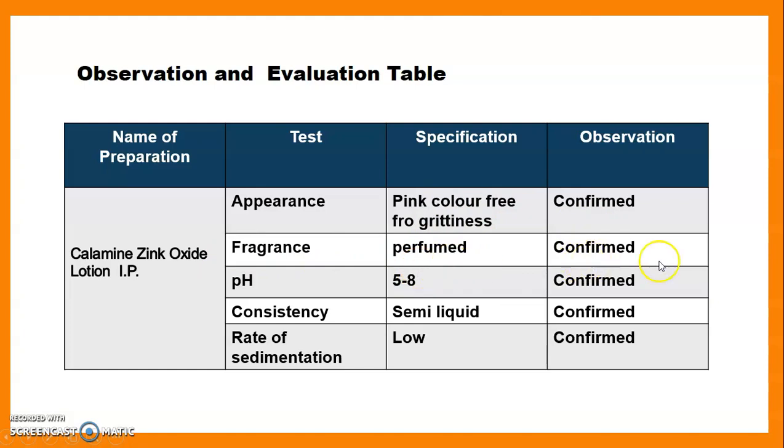Fragrance is perfume, we confirm that test. pH is between 5 to 8, we confirm that test. Consistency of our preparation is semi-liquid, we also confirm that test. Rate of sedimentation is low, we confirm that test. That means all the evaluation tests are confirmed by our preparation, and our preparation is evaluated. Then we next move toward the labeling of the formulation.